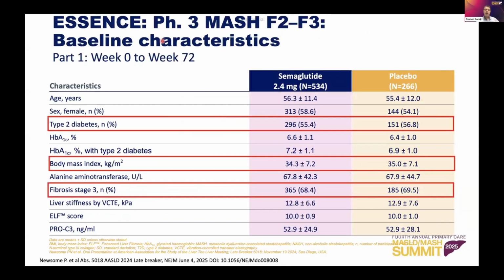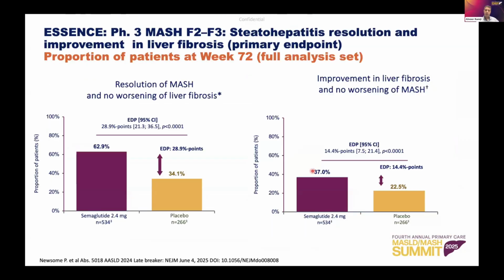If we look at baseline characteristics in persons treated with semaglutide or placebo, we see a similar context of 55% who have type 2 diabetes, a BMI mean of 34, and when we look at stage of fibrosis, about 68-69% stage 3 fibrosis. So essentially, if we look at the patient population, I think it clearly reflects what we see in clinical practice, patients who have type 2 diabetes and a higher BMI. And it's good to see this data set, particularly in patients with stage 3 fibrosis.